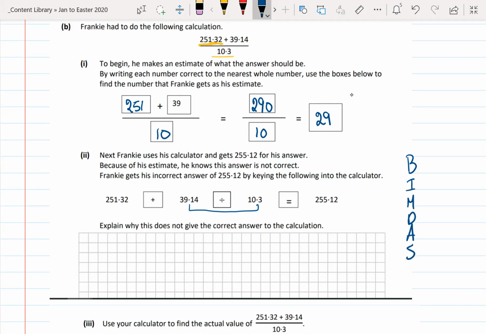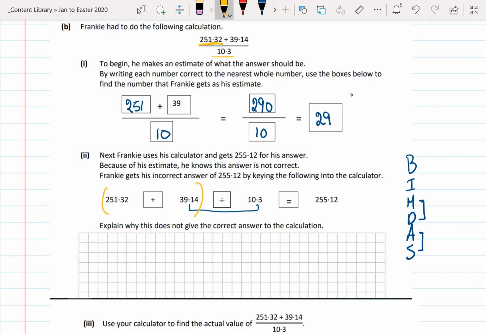So BEDMAS means that the calculator knows that if there's any division or multiplication, it will do that before any adding or subtracting. Okay, so let me just check on my calculator. Is that what happened? Let's see what happens if you put in a bracket to do the addition. Really, he should have put a bracket around this and this. So if you get your calculator now and try that.